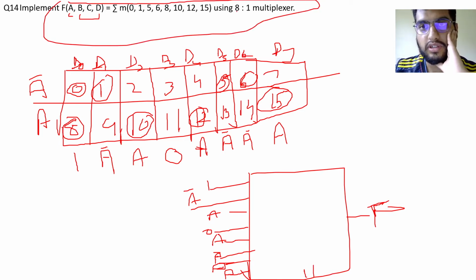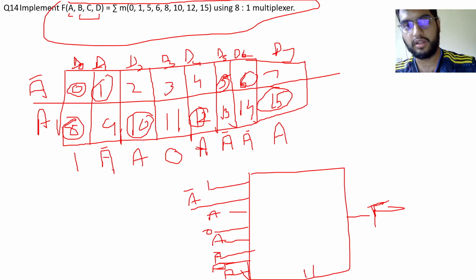If this was not specified, we could have also implemented it using a 16 cross 1 multiplexer, where all 4 variables would have been given as select lines, and the input lines would have been connected to only 1 and 0 according to the given question. So this was all for today's tutorial. I hope you guys have understood the problems, and this will help you with your assignments.